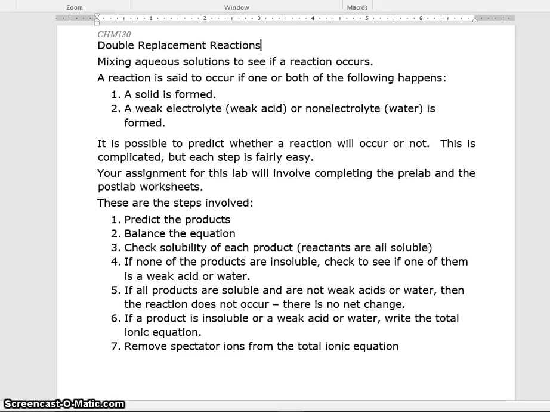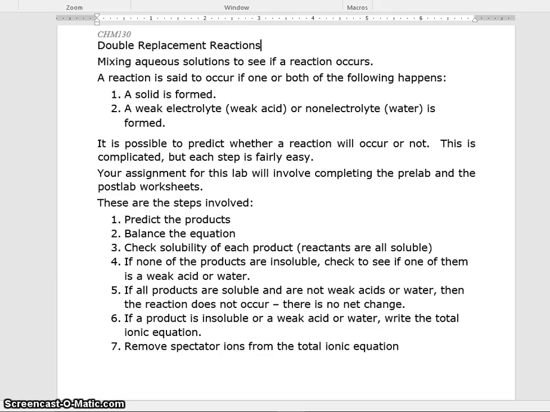Both of them involve using the following steps. The first one is to predict the products. Then you need to balance the equation. Then you need to check the solubility of each product, because the reactants are all soluble. We're mixing soluble solutions together, so we know that the reactants are all soluble.